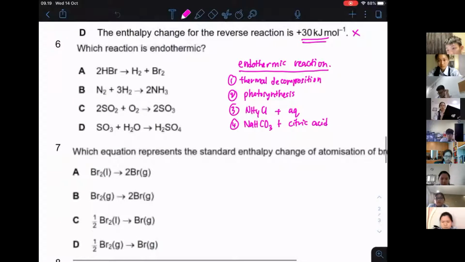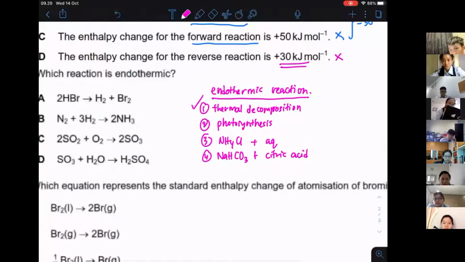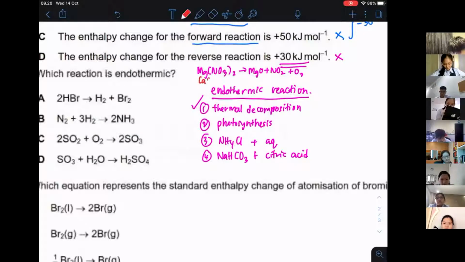So I wanted to show you something to do with thermal decomposition. Now, thermal decomposition, the ones that I gave you as examples, will be when you have, for example, magnesium nitrate. When you decompose magnesium nitrate, you get MgO plus NO2 plus O2. Another example for thermal decomposition, the one that I always mention, is calcium carbonate, which gives you calcium oxide plus carbon dioxide. These are thermal decomposition.